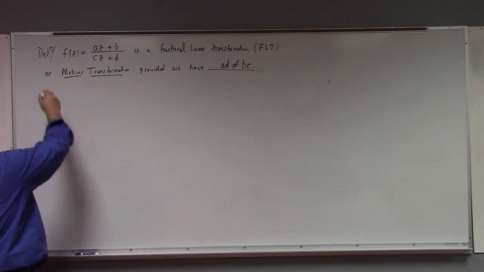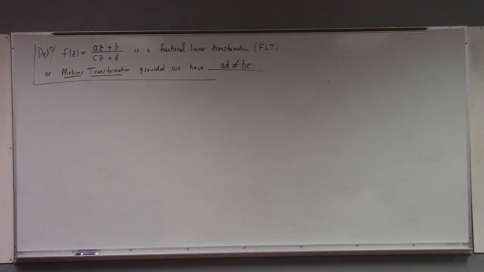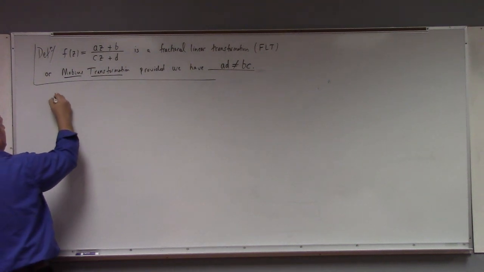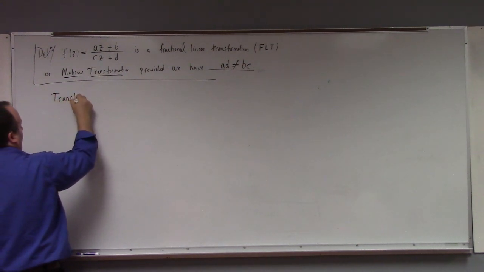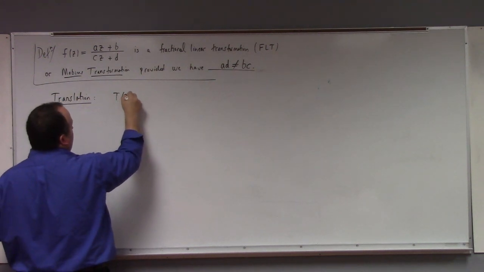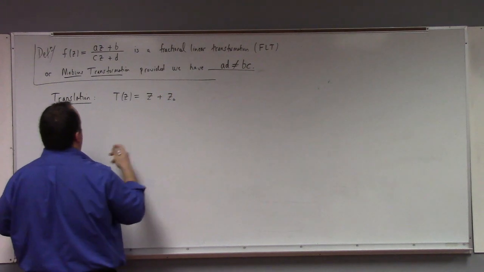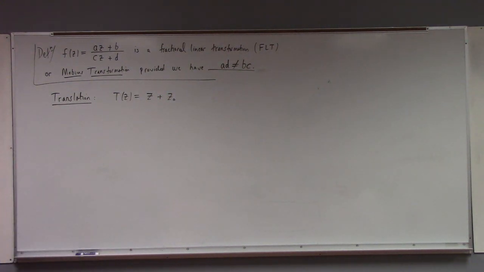So the thing is, any Mobius transformation can be looked at as a composition of translations and inversions and dilations. So a translation is what? You have T of Z equal to, say, Z plus Z naught, right? That's a translation. All that does is it shifts the complex plane over by Z naught.